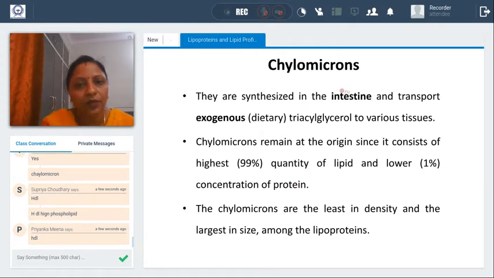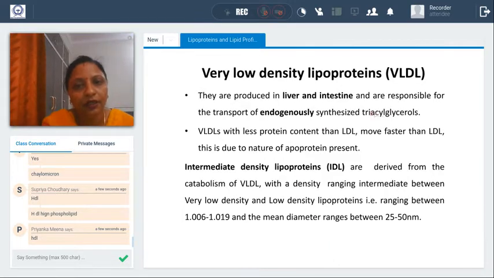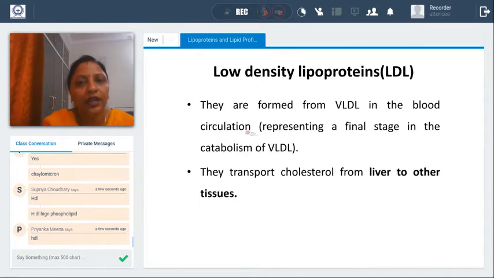Here you can see chylomicrons transport exogenous TG to various tissues. Then VLDL transports endogenously synthesized TG, and then LDL transports cholesterol from the liver to other tissues.